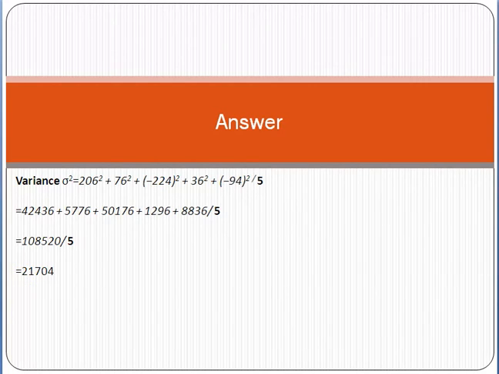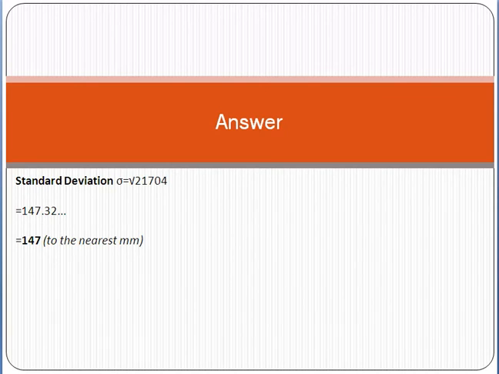Then what will be the standard deviation? Simply, the standard deviation is the square root of the variance. The square root of 21704 is 147.32. So it becomes 147, to the nearest millimeter. So the standard deviation is 147.